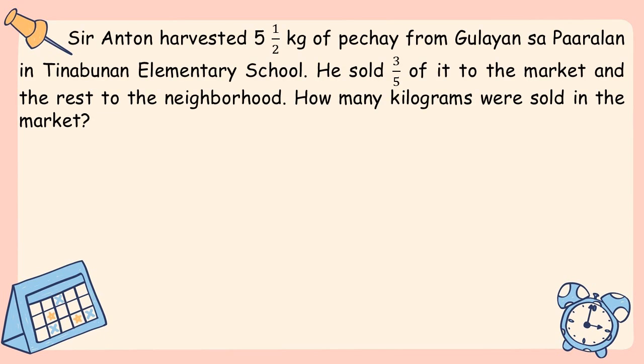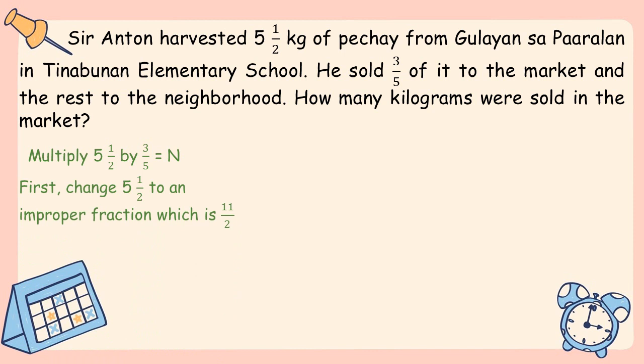I have here one example to start our lesson. In situation number 1, here's a word problem. Sir Anton harvested 5 1/2 kilograms of pechay from gulayan sa paaralan in Tinabunan Elementary School. He sold 3/5 of it to the market and the rest to the neighborhood. How many kilograms were sold in the market? For us to solve the problem, we just need to multiply the given facts, 5 1/2 by 3/5. We need to change first 5 1/2 to an improper fraction.